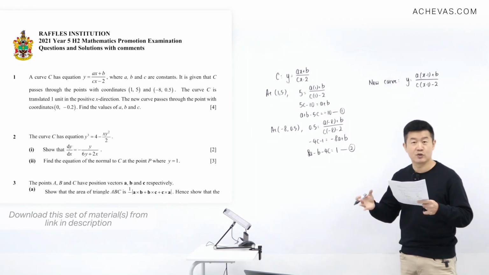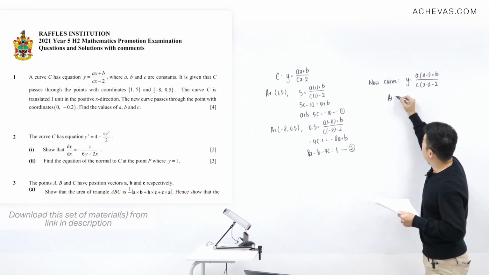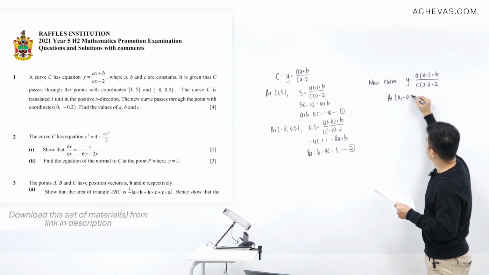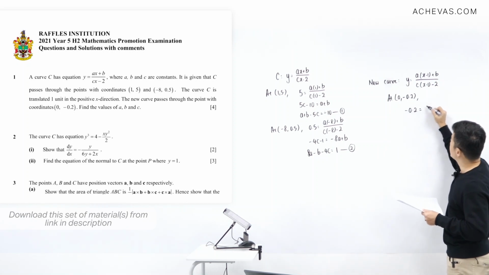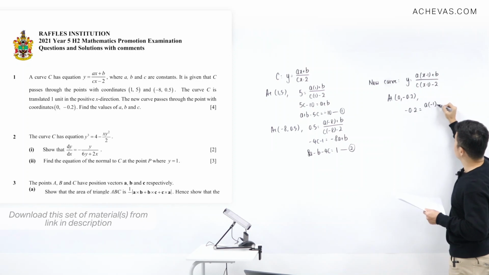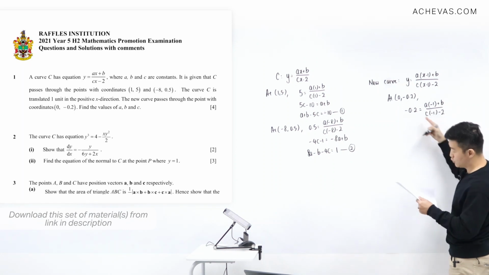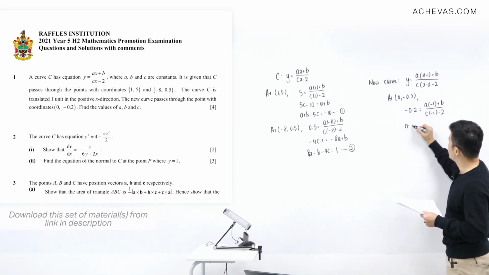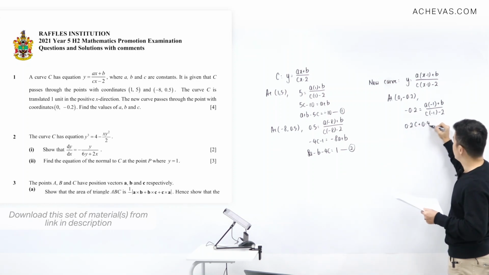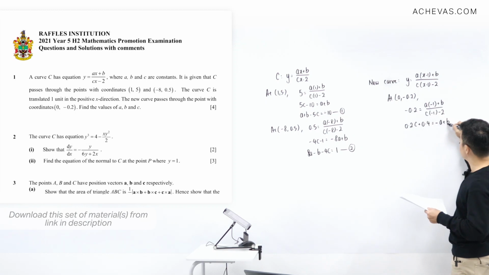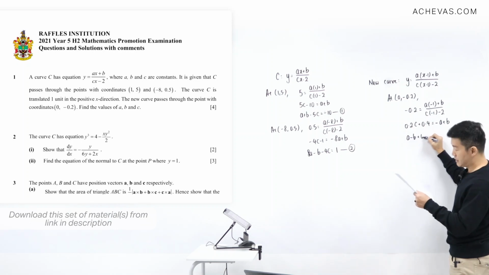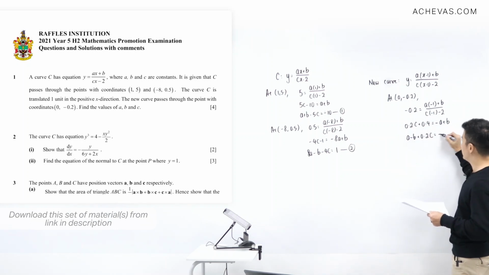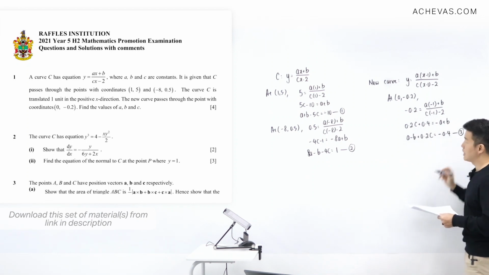(0, negative 0.2). So for this new curve, at the point (0, negative 0.2), y is going to be equal to negative 0.2. This is going to be equal to a times (x minus 1, with x equal to 0, so just minus 1) plus b, divided by c times (minus 1 minus 2). Cross multiplying this, we will have 0.2c plus 0.4, which is going to be minus a plus b. Bring this over to the left hand side to combine with this. We will have a minus b plus 0.2c is equal to negative 0.4. This gives us our third equation.